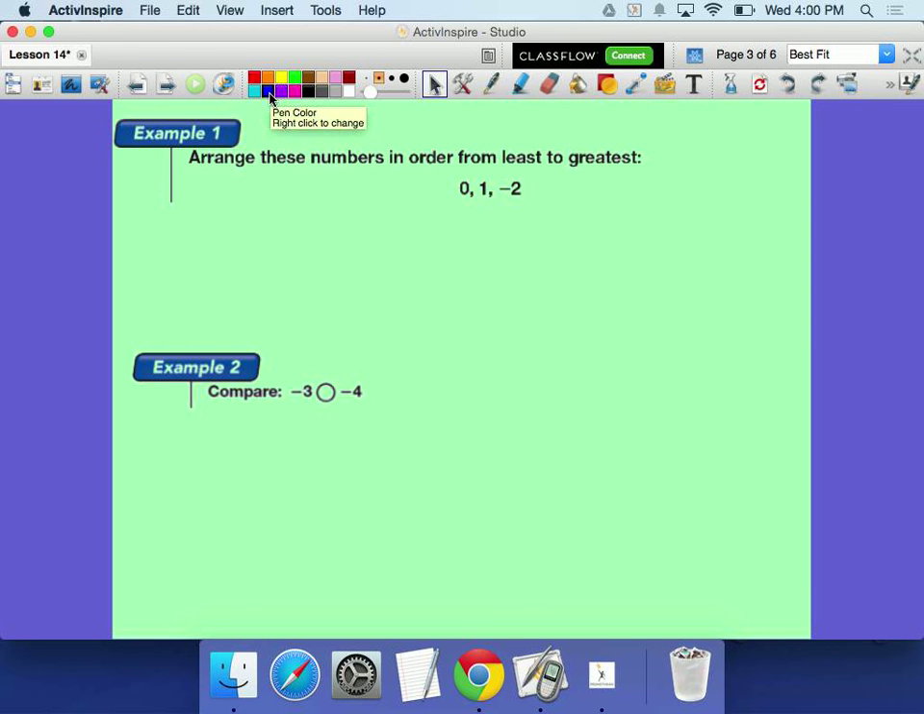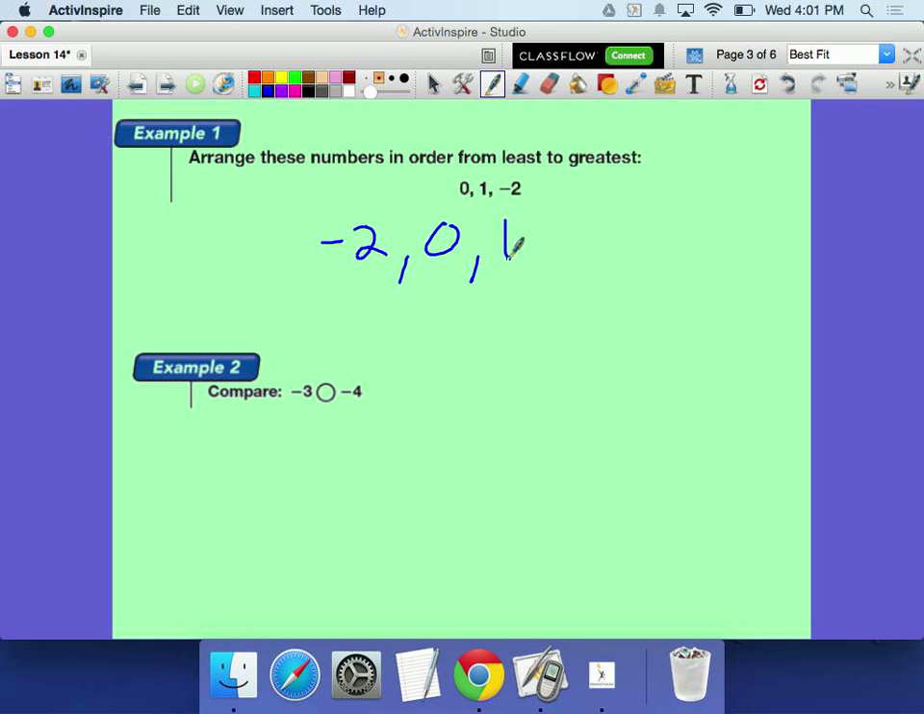So, for example, it says arrange these numbers in order from least to greatest. Remember, negative numbers are the smallest, zero, then positive numbers. In this case, we have one of each, so we have our negative 2. Okay, then we have our 0, and then we have 1. Going from least to greatest.